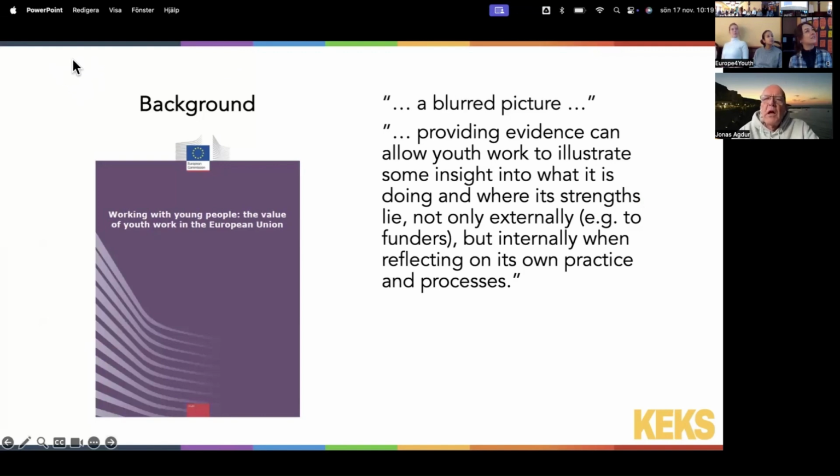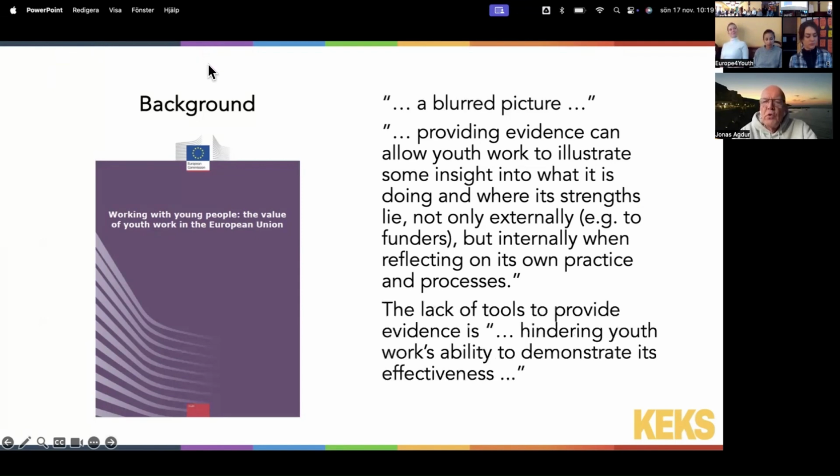Providing evidence can allow youth work to illustrate some insights into what it is doing and where its strengths lie, not only externally, for example to funders, but internally when reflecting on its own practice and process. So it's about providing evidence for what we are doing and the outcomes of this. The lack of tools to provide evidence is hindering youth work's ability to demonstrate its effectiveness. We've been guessing and talking, but we couldn't prove what we're actually achieving.